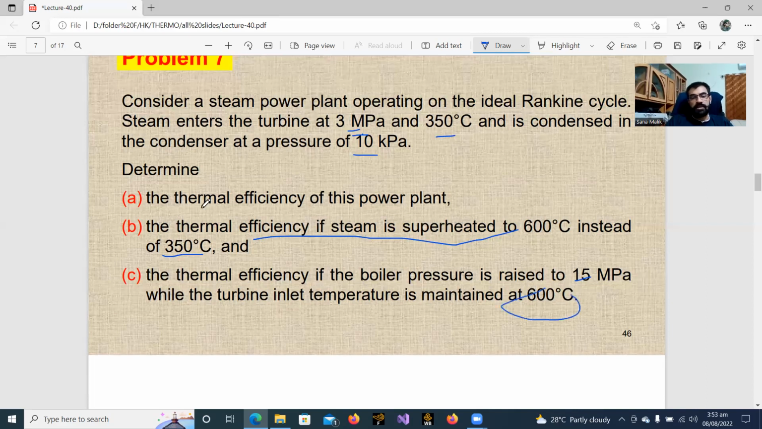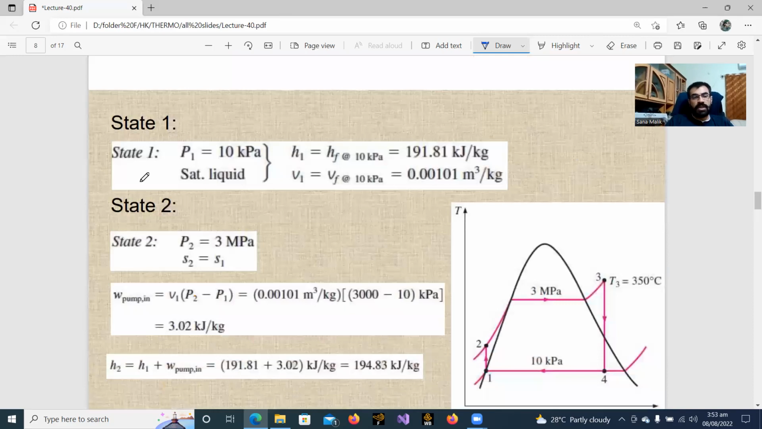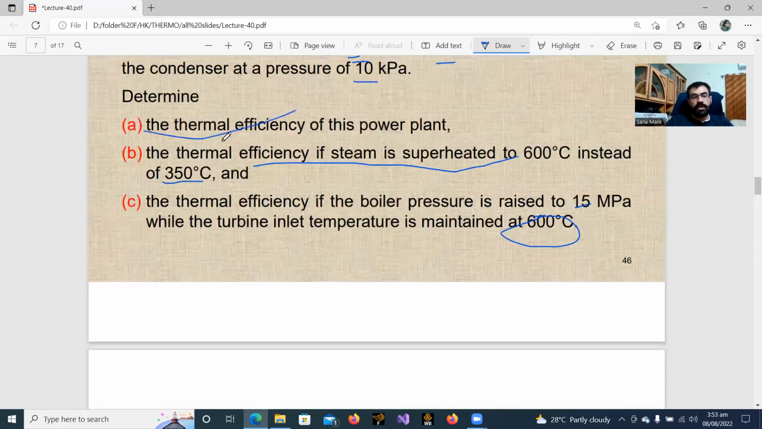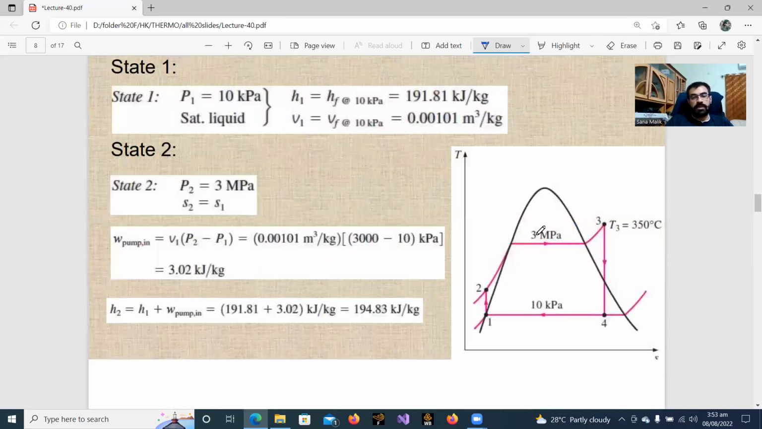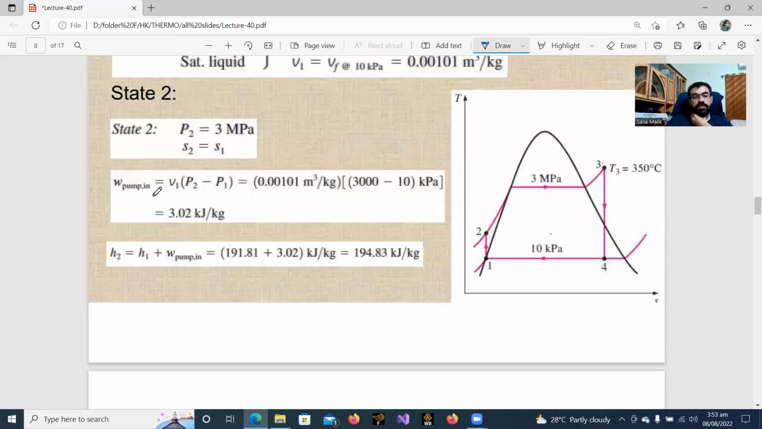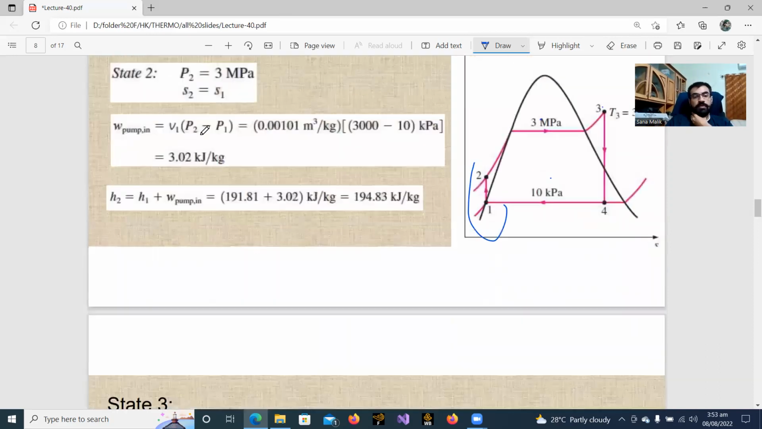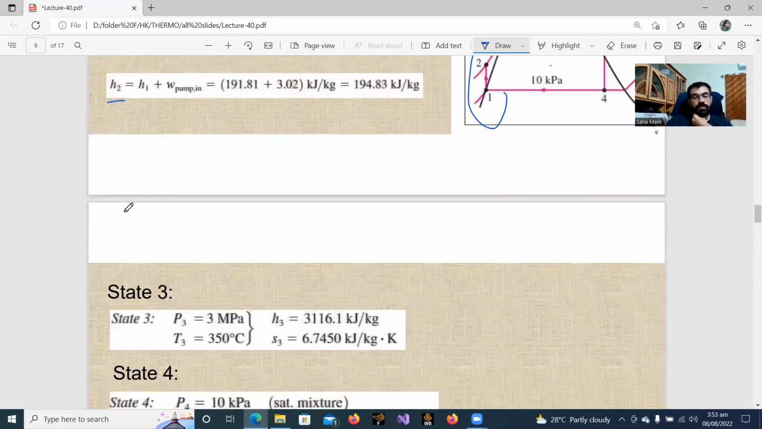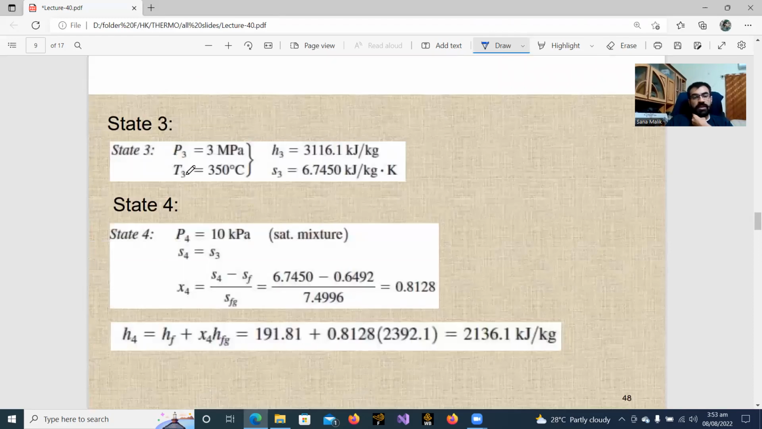The turbine inlet temperature is 600 degrees. For the first case, it is simple, like the previous one: 10 kilopascal, 3 megapascal. We will find enthalpies at all states. For P1, saturated liquid, H1. For P2, S2 is equal to S1, and we will find H2 with the help of pump work, then the enthalpy difference. For P3, we know P3, so we will find H3 and S3.